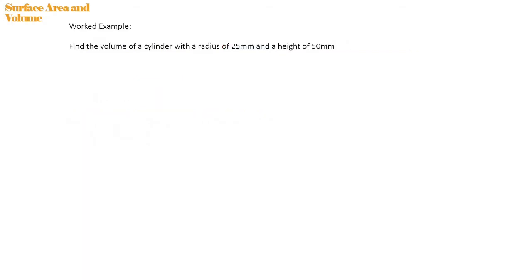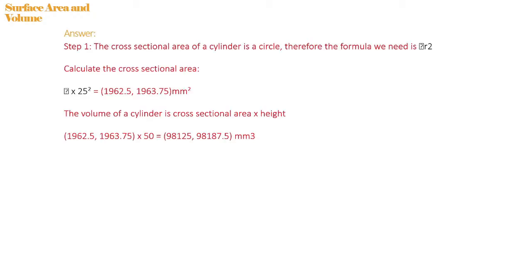So what is r? It's given as a radius. It might give you a diameter, and then you've got to figure out the radius from that, which is obviously you just half it. So cross-section area, so pi times 25 squared, which gives you between 1,962 and a half, or 1,963.75 mil. So the volume of the cylinder is cross-sectional area times the height.